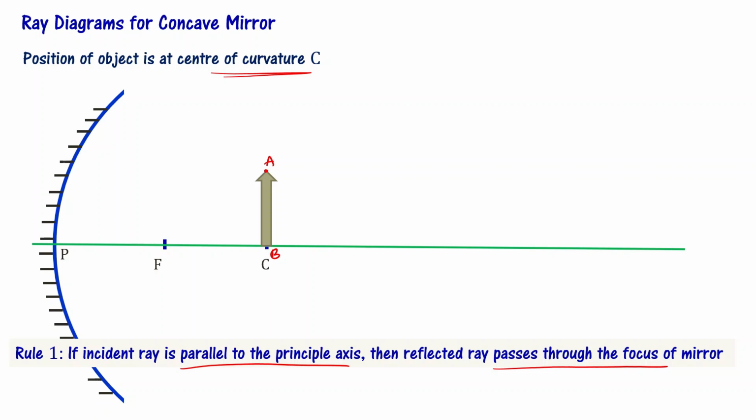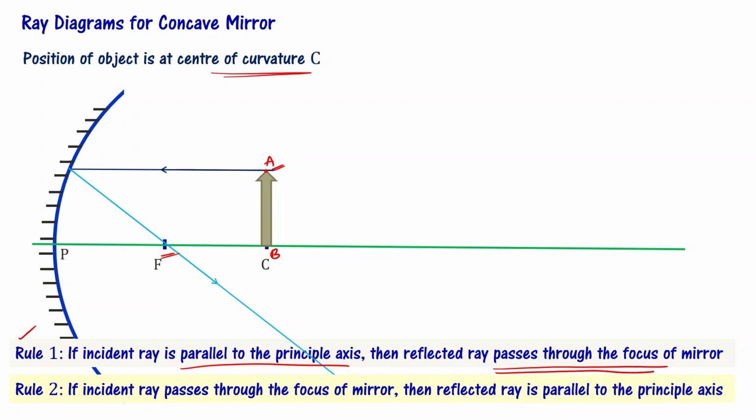But let's do it now for point A, and see where it is going to be represented in the image. For that, we are going to draw 2 rays, right? The first ray is based on rule number 1. I am going to draw a ray from point A parallel to the principal axis of the mirror. Then it reflects and passes through the focus of the mirror, meaning it has to pass through this point, right? So it has passed. Now, from A, I have to draw another ray.